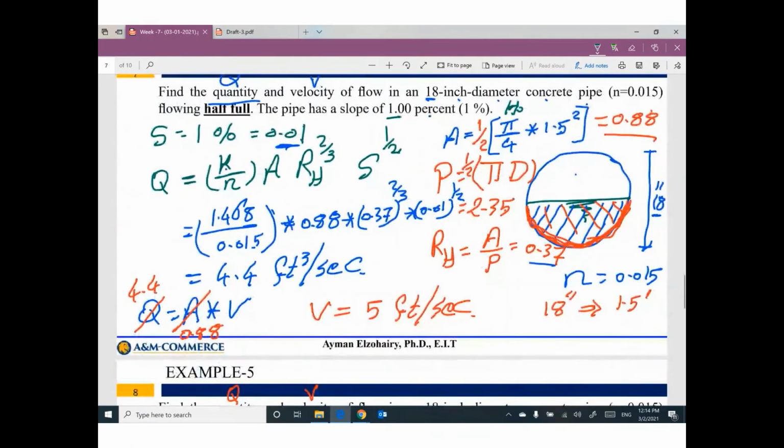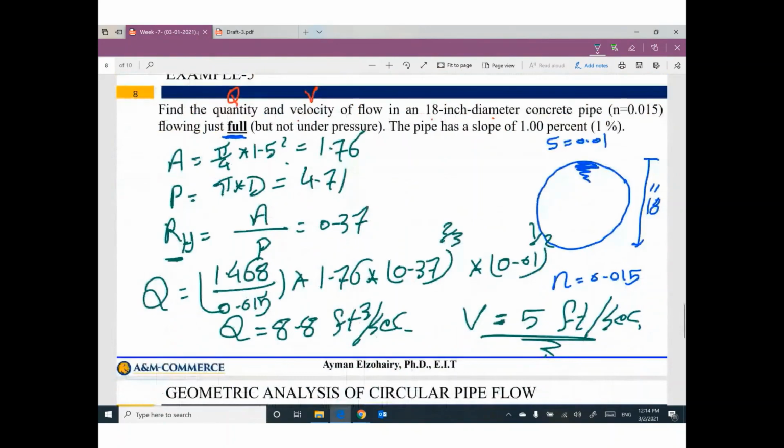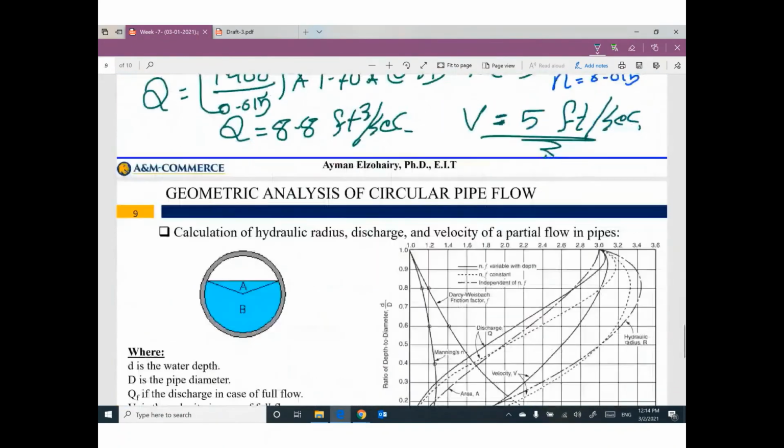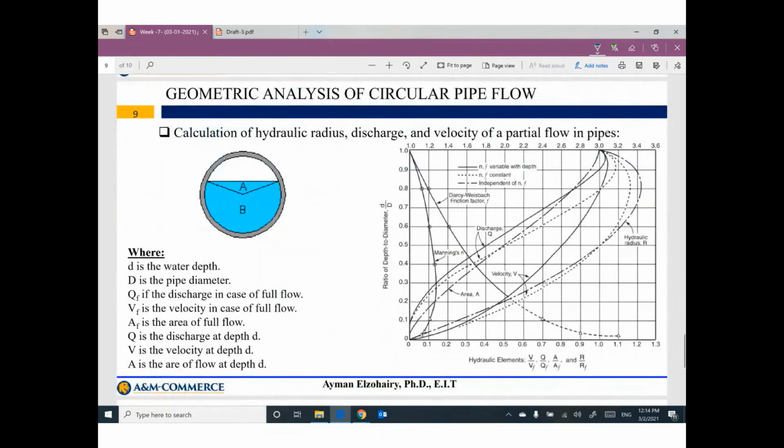If you have a circle, that's fine, full or half full. What will happen if you have a circle that is partially full, not full and not half? How can I figure the wetted perimeter? How can I figure the area? Because right now you don't have half circle or full circle. You have something in between. How can I figure out this situation? We will cover this next meeting on Thursday.